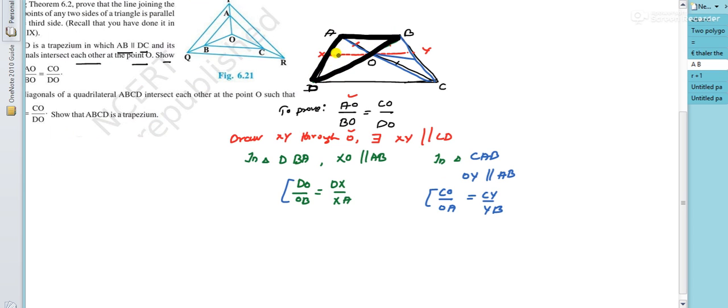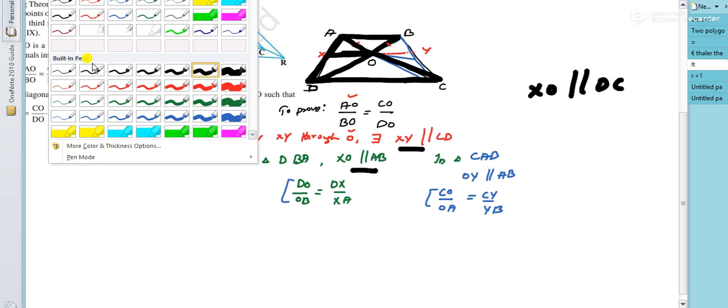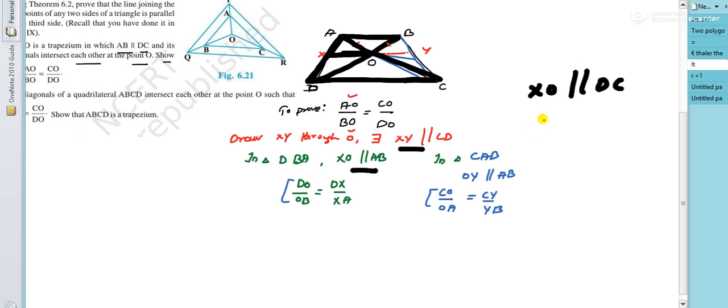Isn't it? And what was the common? This line was common, isn't it? XO was parallel to CD. Where is it? Sorry, AB. Now similarly, we have to take the same thing, but in this direction. Okay, here XO will be parallel to DC. Okay, then only we will get what?